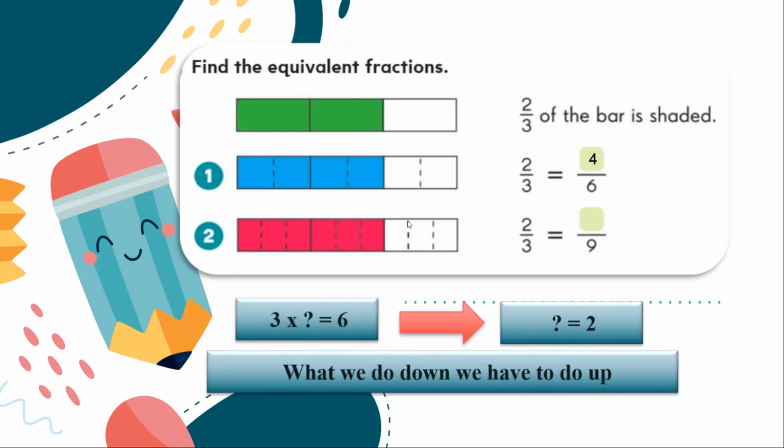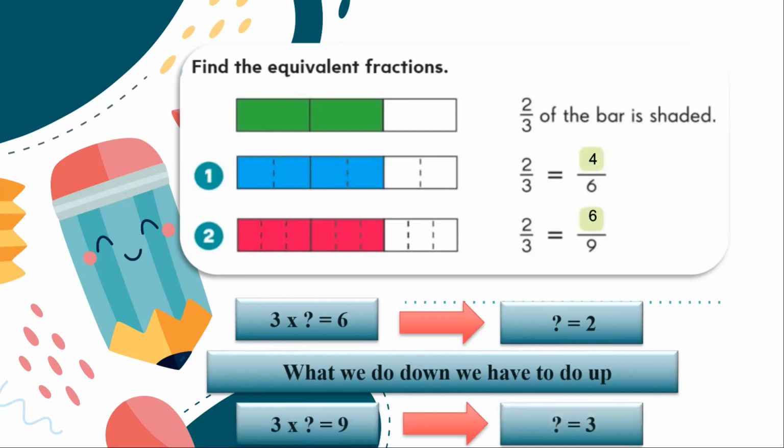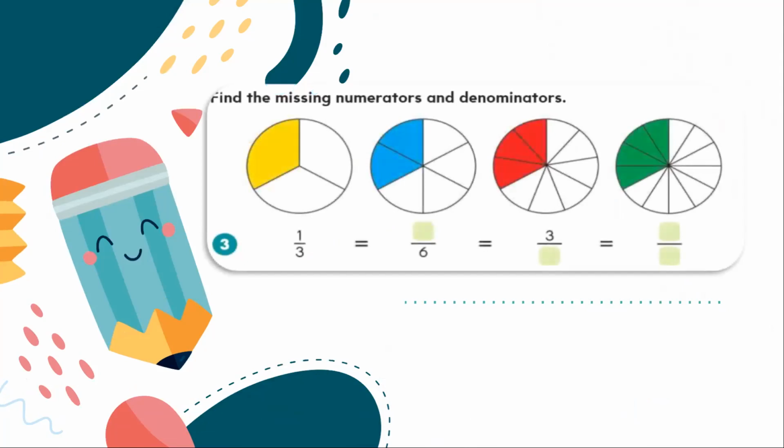6/9, or I'll ask myself a question. How did I change from the 3 to the 9? What operation did I use? Yes, I multiplied. So I converted the 3 to 9 by multiplying the 3 by 3. So if I multiply the denominator by 3, I should multiply the numerator as well. So I'll have to multiply the 2 by 3. It will give me 6. So here we have 2/3 is equal to 4/6 equal to 6/9. And we call them again equivalent fractions.